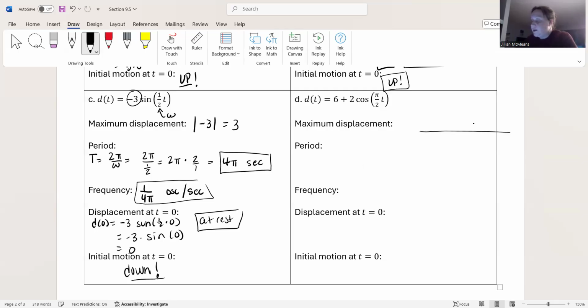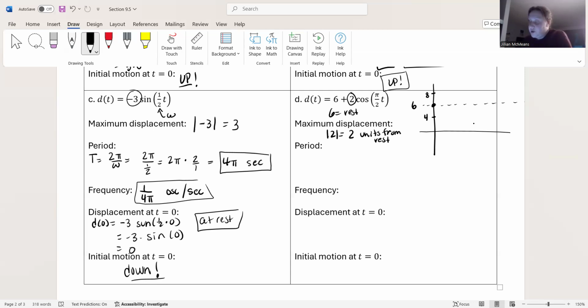So like this is the x-axis, this is 6. So we've shifted our graph up, okay? So this is rest. So 6 equals rest, okay? And then we go up or down from there, okay? And then this right here, this 2, that's going to be our maximum displacement. So let me kind of draw this. So this is 6, this is 8, this is 4. So our maximum displacement is still 2 units from rest. So you can go 2 units above rest or 2 units below rest.